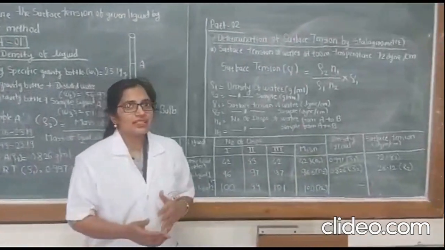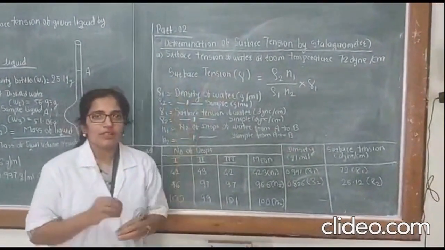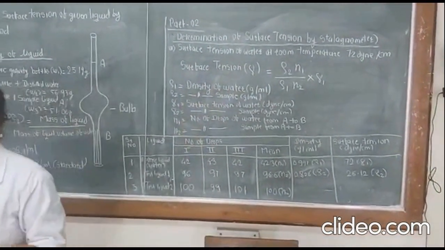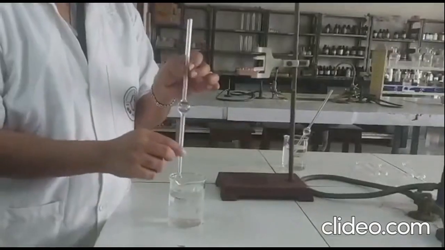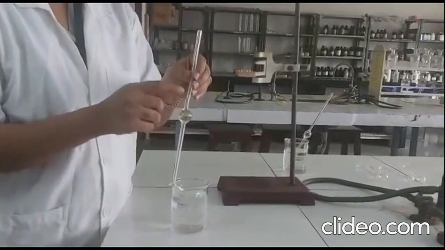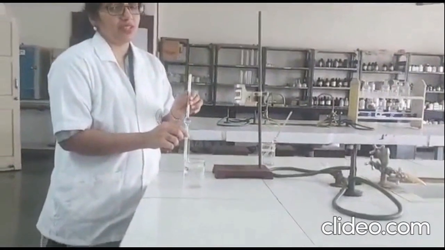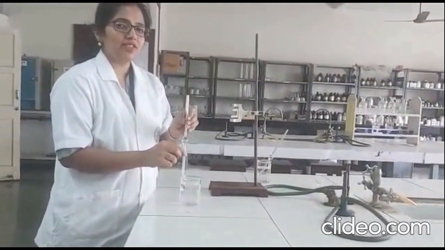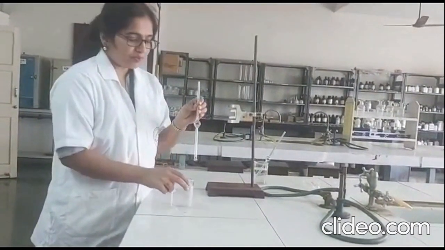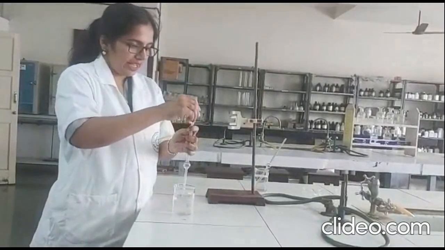Now the next part is the determination of the surface tension by stalagnometer. Now I will give a small demonstration of the stalagnometer. Okay, this is the stalagnometer. There is a bulb in the middle, and point A and point B. As we are calculating the relative surface tension, we are comparing the surface tension of unknown liquid with the water. So I have taken water first. You have to simply suck the water up to point A.